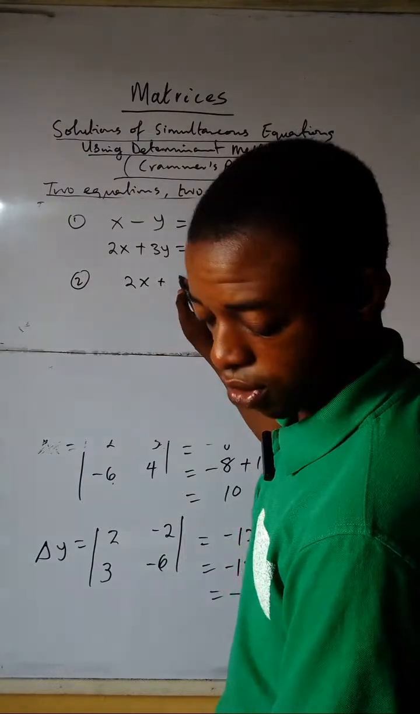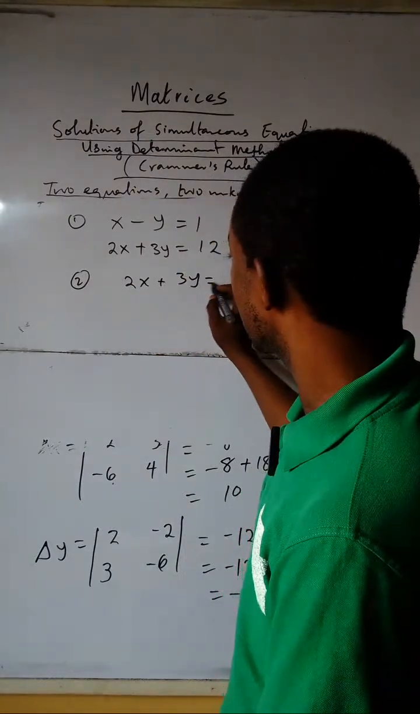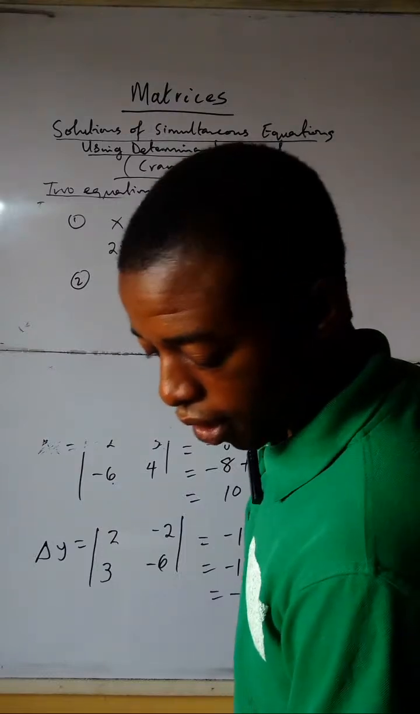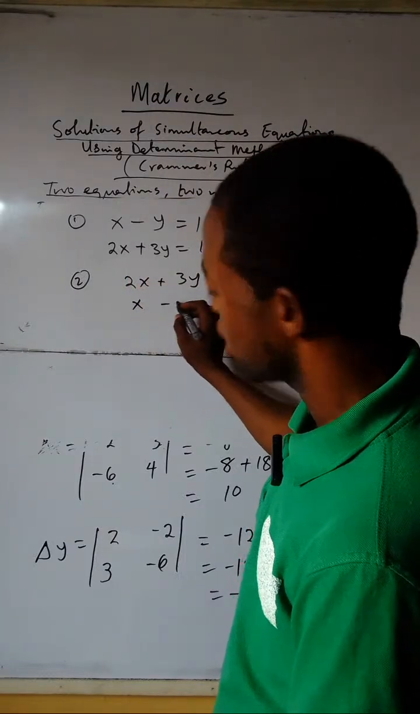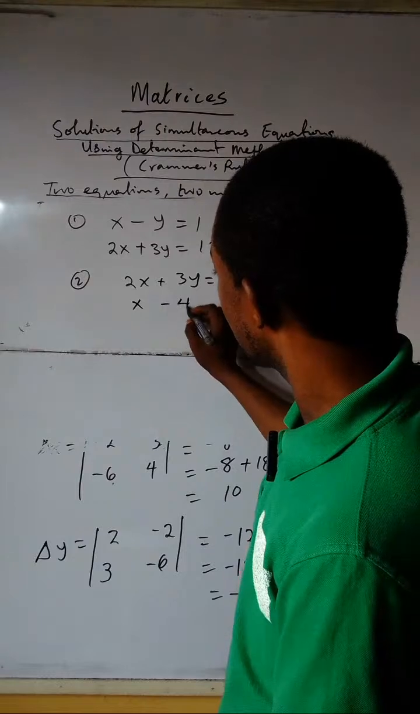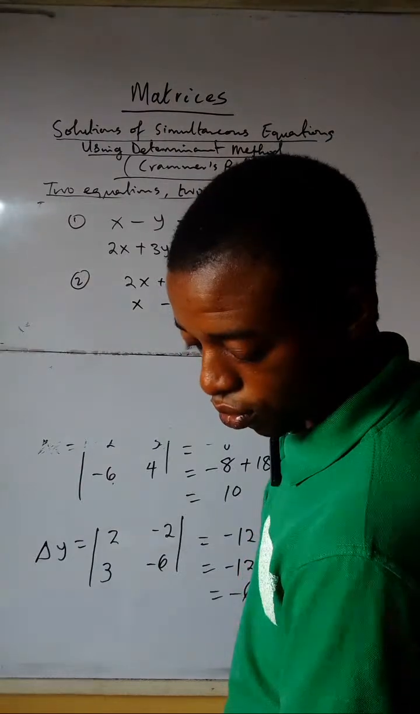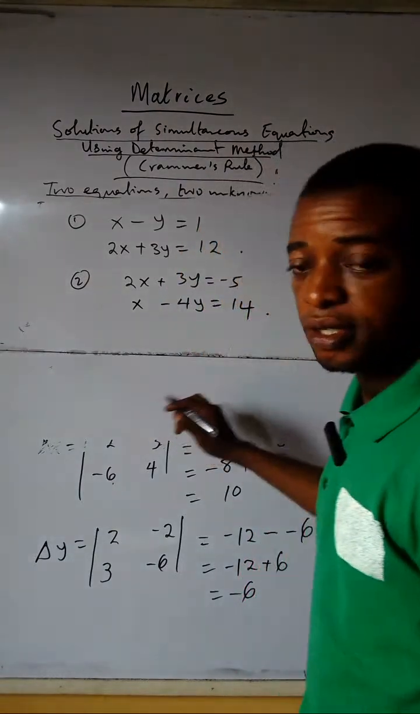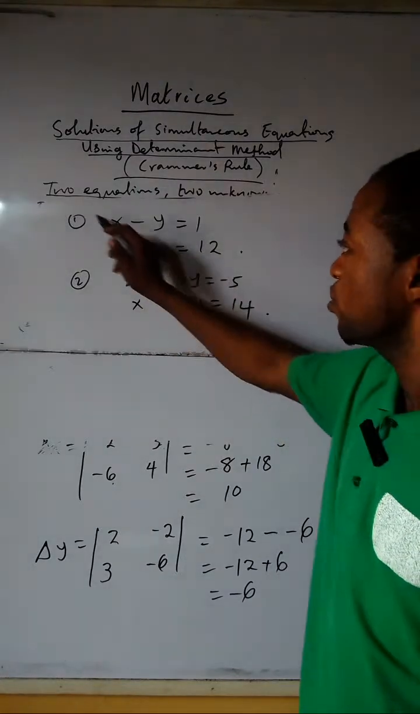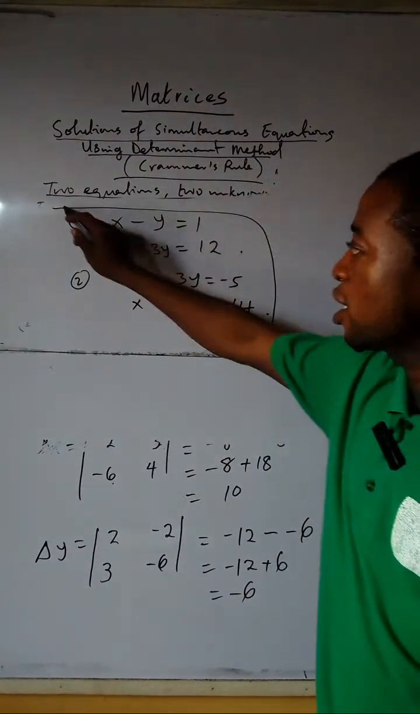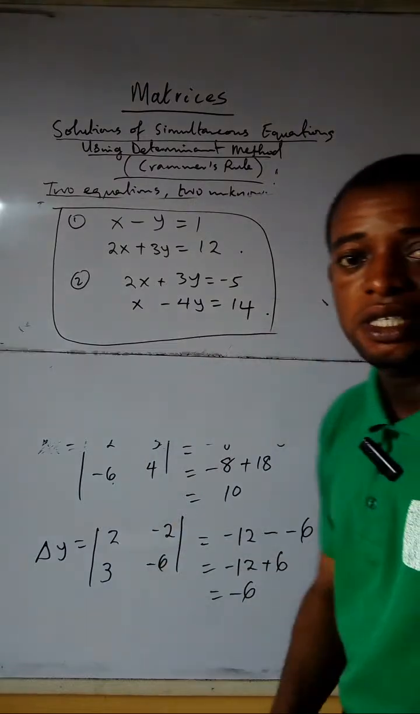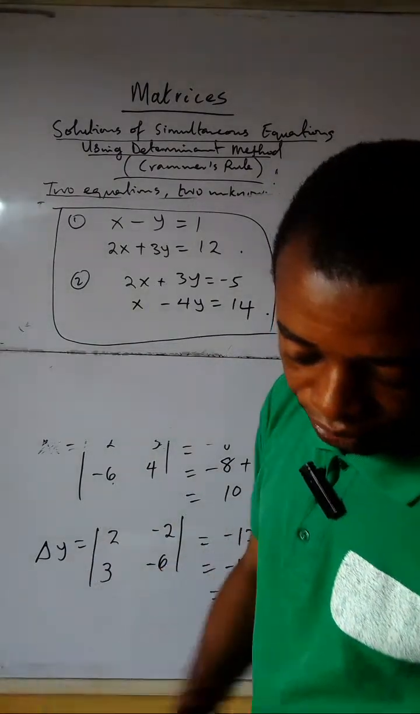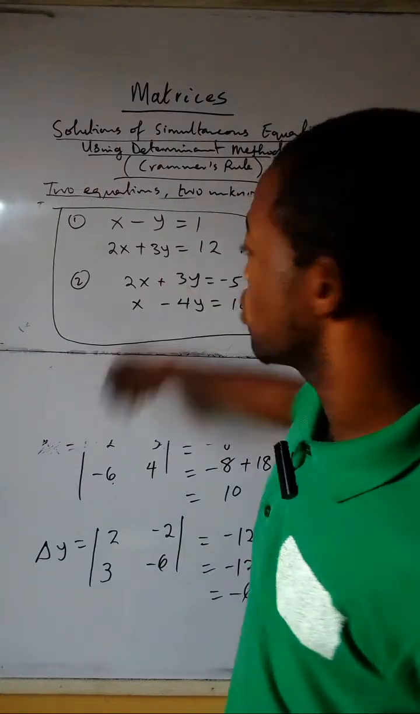2x plus 3y equals minus 5, and also we have x minus 4y equals 14. So let's try these two problems using Cramer's rule, which is the determinant method. Now, this is for two equations in two unknowns.